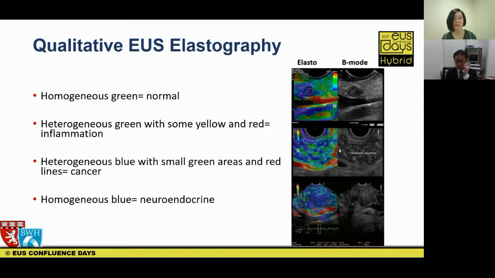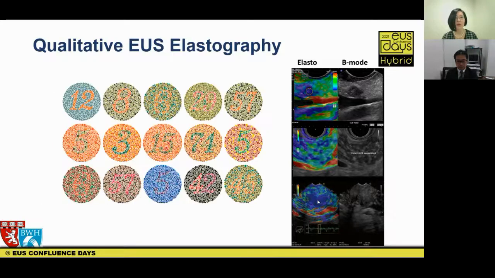Now, heterogeneous blue with areas of green and perhaps red are indicative of cancer, as you can see in the bottom EUS elastography image, mostly blue, but there are certainly regions of green here. And then if an area is more homogeneous blue, if you look at this, again, bottom EUS elastography image and just focus on the blue area, that is felt to be more consistent with a neuroendocrine tumor. However, this is obviously qualitative, looking at various gradations of the color and the heterogeneity.